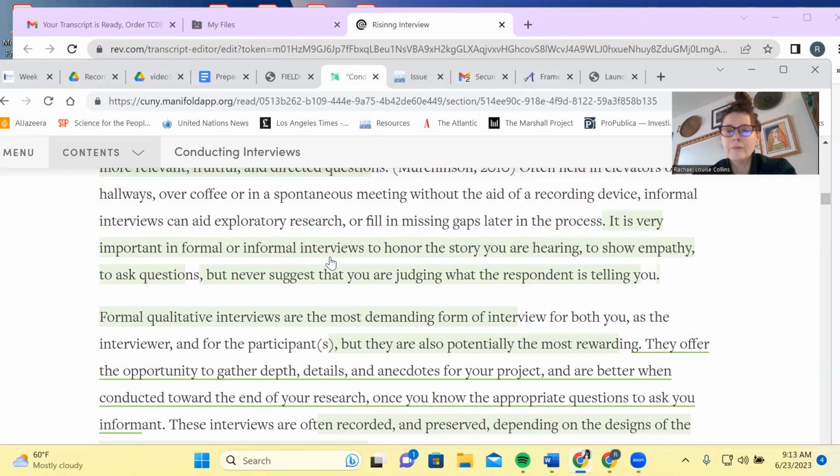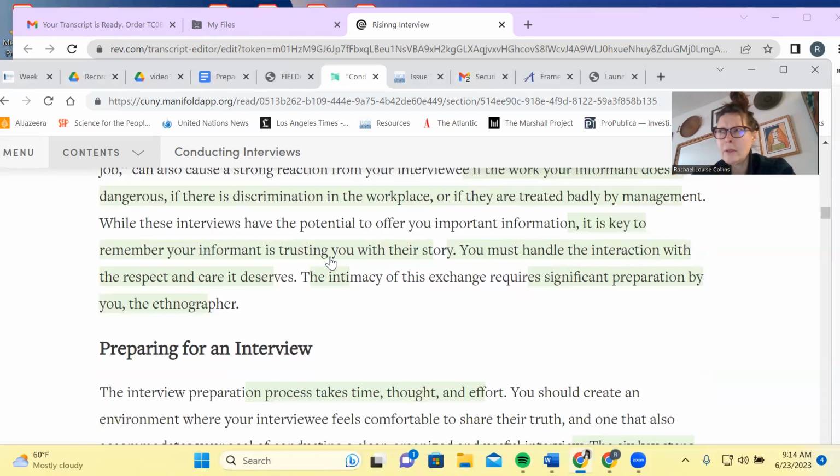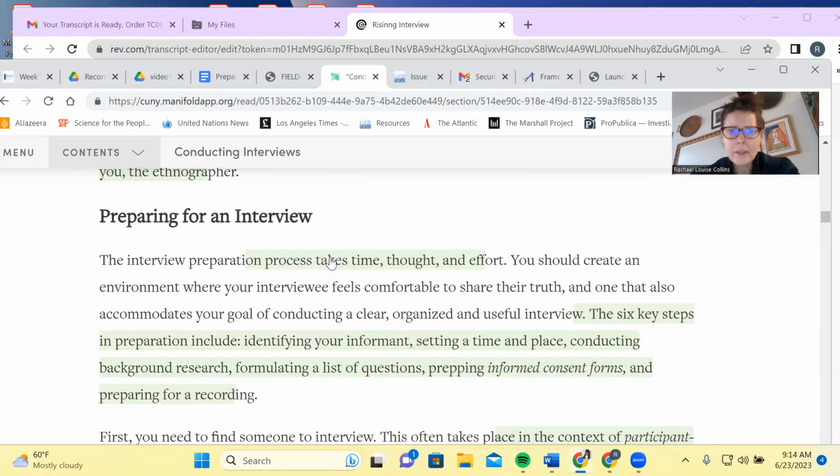So the author is going to talk quite a bit here about formal and informal interview processes, and whatever makes sense for you is what you should lean into. And then, preparing for an interview, I want you to really pay attention to the fact that the first sentence here is: the interview preparation process takes time, thought, and effort.